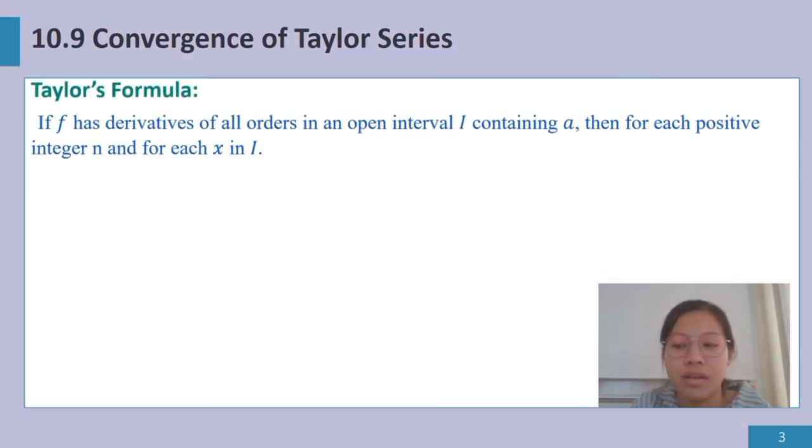So, the Taylor formula says: suppose a function f has derivatives of all orders, which basically means we keep taking the derivative, in an open interval I containing a, which we should know is the center. Then for each positive integer n and for each x in the interval, the following is true.